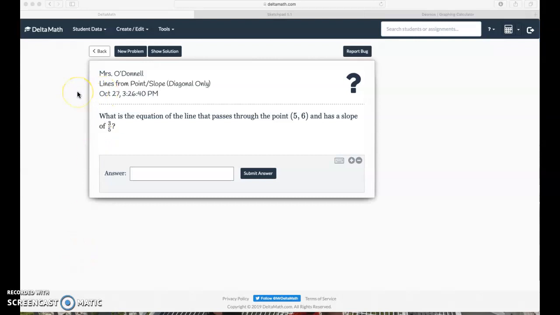Lines from point slope diagonal only. So that means that we don't have to worry about vertical and horizontal lines. So the question here is, what is the equation of the line that passes through the point (5, 6) and has a slope of 3/5?